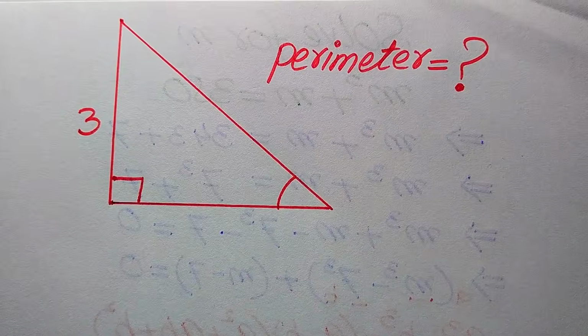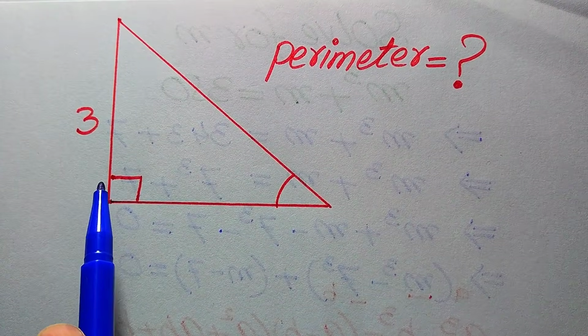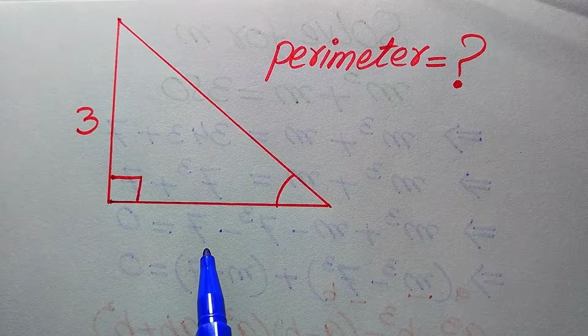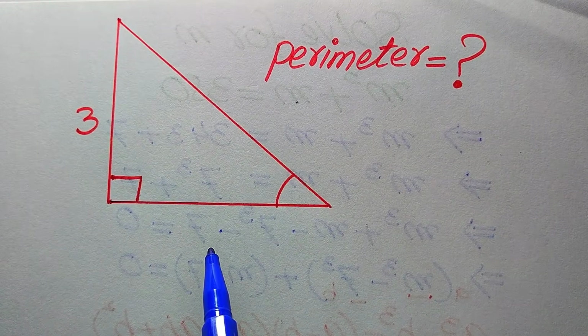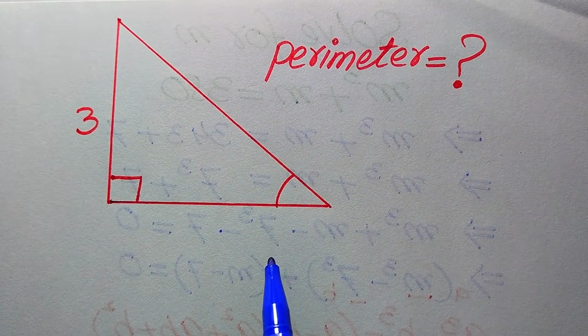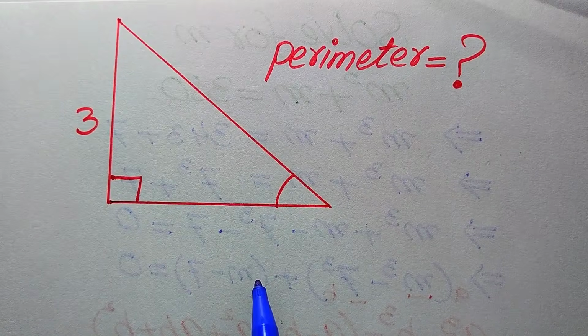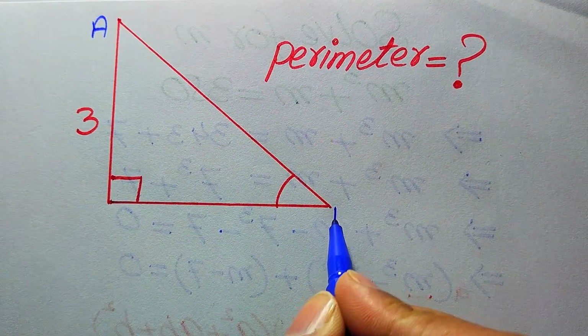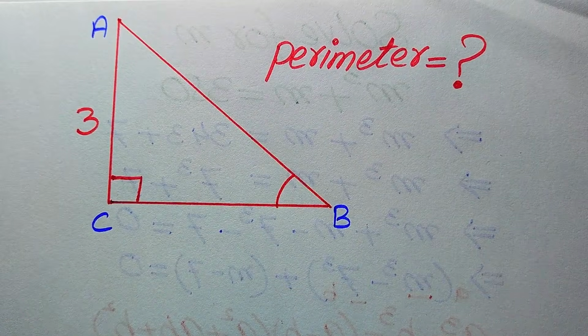So here we have a nice right triangle in which the length of one side is given and the lengths of the other two sides are unknown. So we need to find the perimeter of this right triangle. For this, first we call this triangle A, B and C.